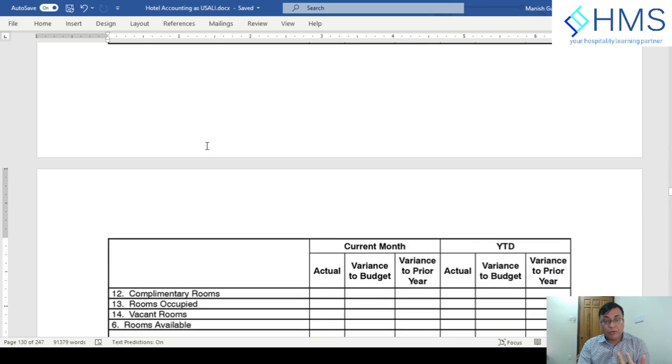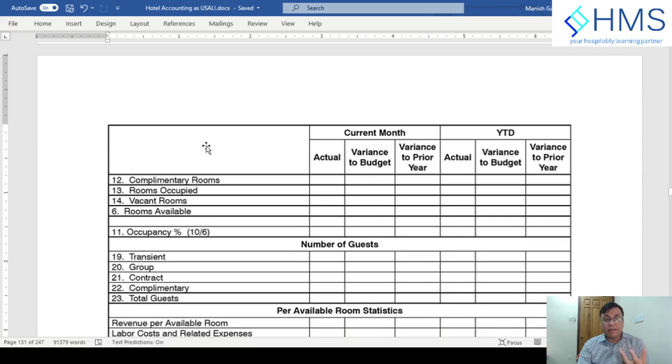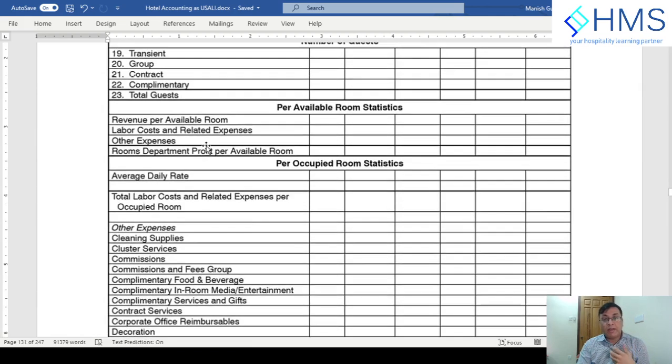Then you will also have the occupied rooms and vacant rooms. In vacant rooms you can also split how many are out of order, how many are closed, out of discretionary, and the other way. Then you have the number of guests by the groups: the transient, the group, the contract, the complementary, and the total guests. And then the per available room.